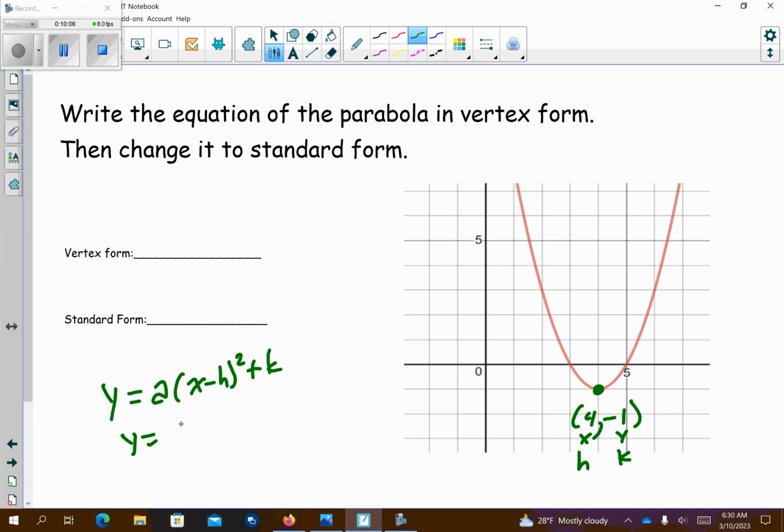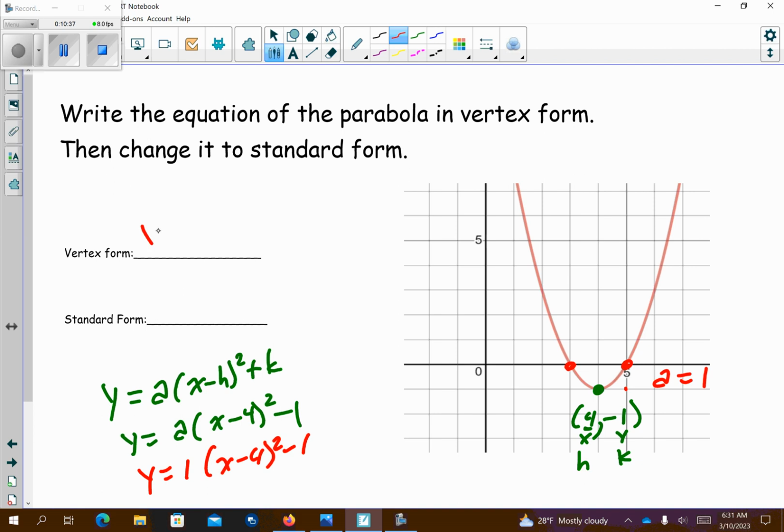So I'm going to get y equals a times, when I plug it back into the parentheses, it's going to change the sign here. So that's going to become a negative 4 squared. And then this right here is going to just stay negative 1. Now, how we find the a value is, think about how we pattern graph. If I go right 1, up 1, I go left 1, up 1, that means my a value has to be 1. So I'm going to make this a 1, x minus 4 quantity squared minus 1.